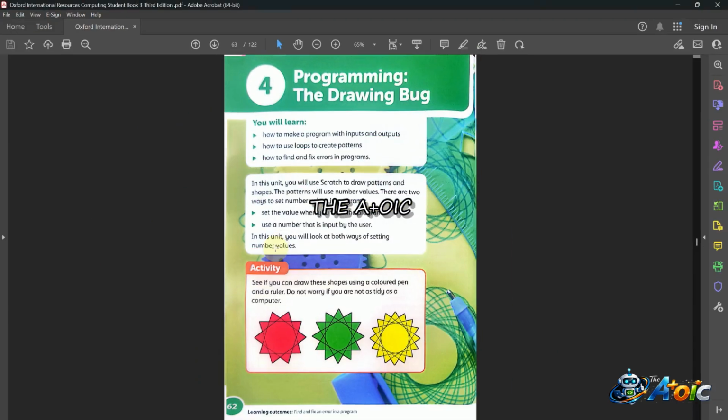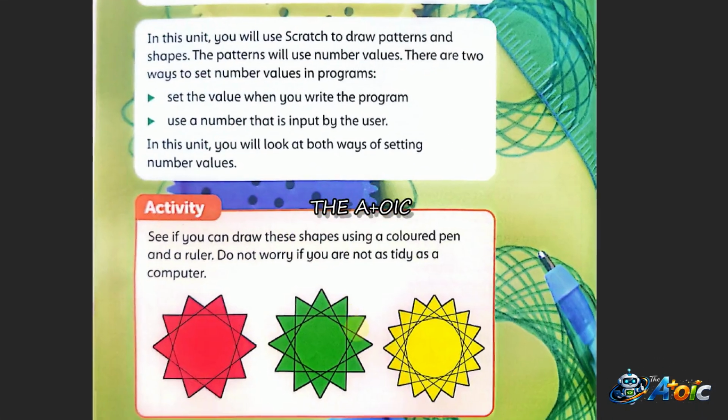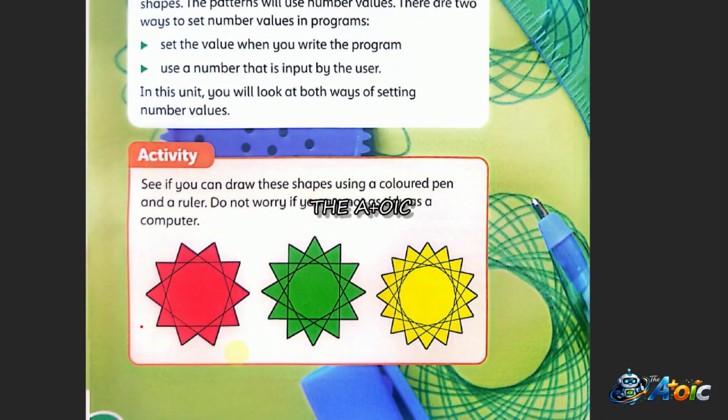So let's look at that without wasting time. You can see we have patterns here. You can draw these shapes using a colored pen and a ruler; do not worry if you are not as tidy as a computer. We are going to be drawing these with a computer in our Scratch. So pay attention and let's write together.